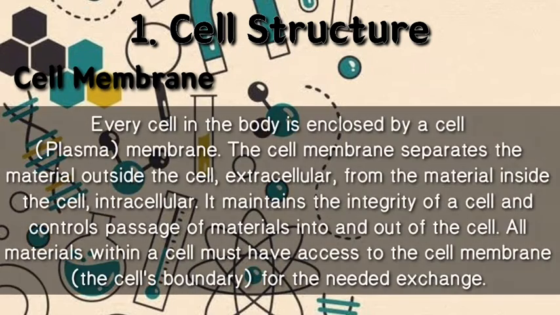Every cell in the body is enclosed by a cell membrane. The cell membrane separates the material outside the cell, or the extracellular, from the materials inside the cell, known as the intracellular. It maintains the integrity of a cell and controls passage of materials into and out of the cell. All materials within a cell must have access to the cell membrane for the needed exchange.